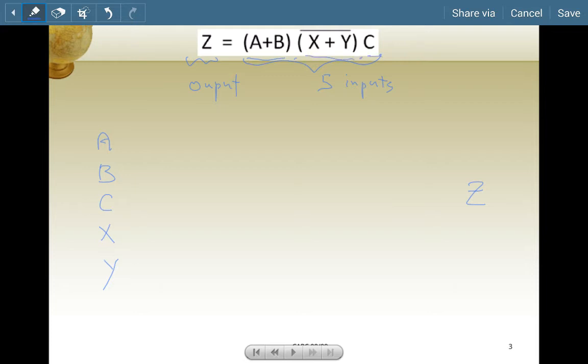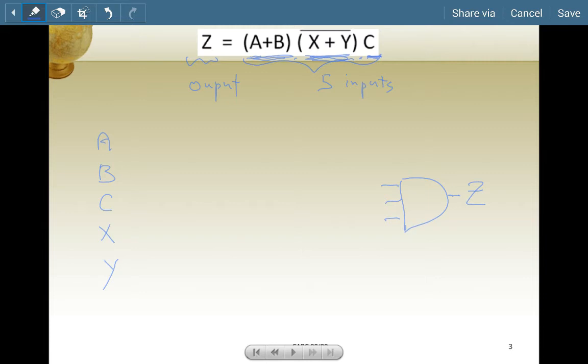Which leads you to conclude that near the output stage, near the end of the diagram, near Z, you should be having an AND gate. This is one input, this is another input, this is another input. So a 3 input AND gate. Let's draw that 3 input AND gate. 1, 2, 3. One of the inputs represents this, another represents this, another represents this. This is reminding yourself what you are trying to arrive at eventually.